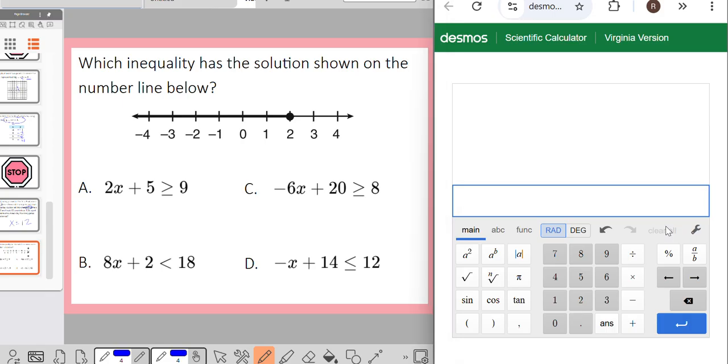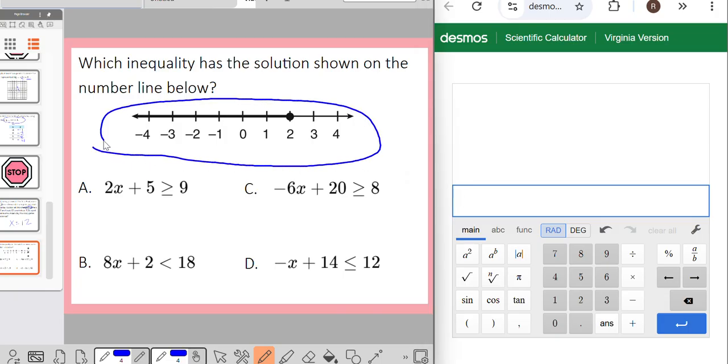Now, this problem here, I'm going to show you how to do it without solving it. And we did this in class, but we're going to talk about this one as well. If you look up here at your solution set, you notice it's a closed circle. So that means that underneath, it's going to have to be equal to. And you notice the arrow is pointing toward the left. So I'm going to put that right there. I know they're solving for X. And by this solution set, I know it says X has to be less than or equal to positive 2.